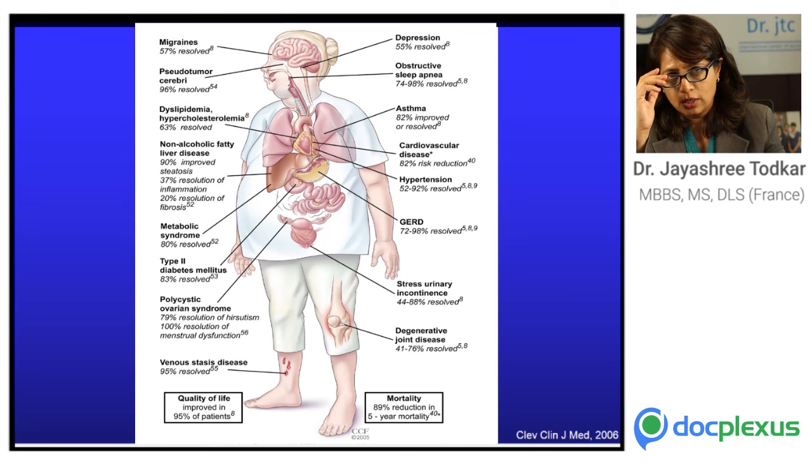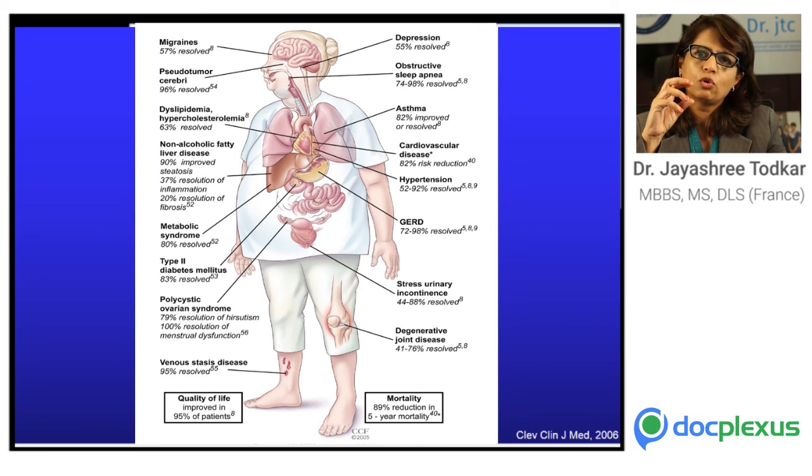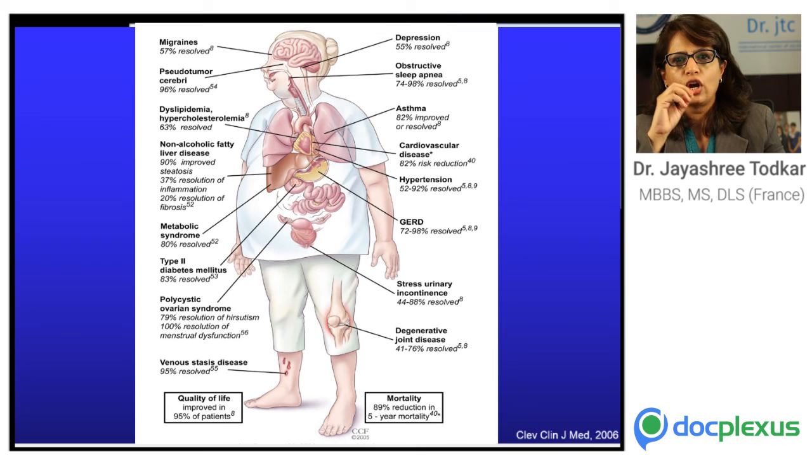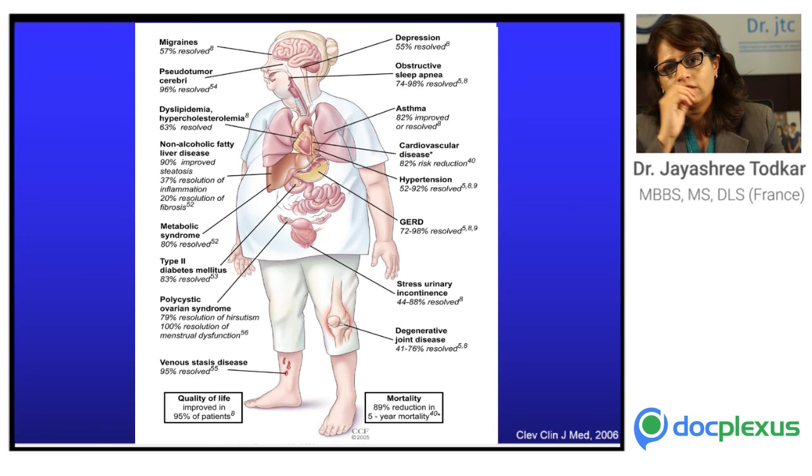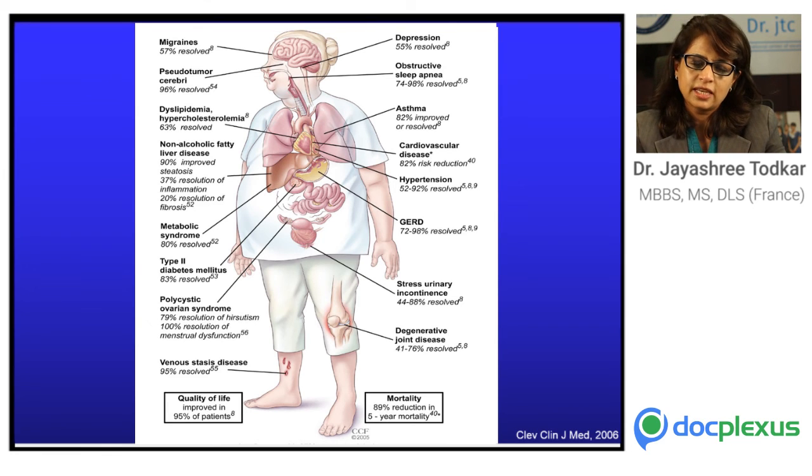You can also see here the metabolic syndrome, which comes with visceral obesity or central obesity, type 2 diabetes mellitus, polycystic ovarian syndrome, stress incontinence, degenerative joint diseases of a patient, and vascular venous stasis disease, along with multiple joint destructions. These are the various diseases which show a huge clinical improvement, significant improvement, after bariatric surgery in obesity. Thank you very much.